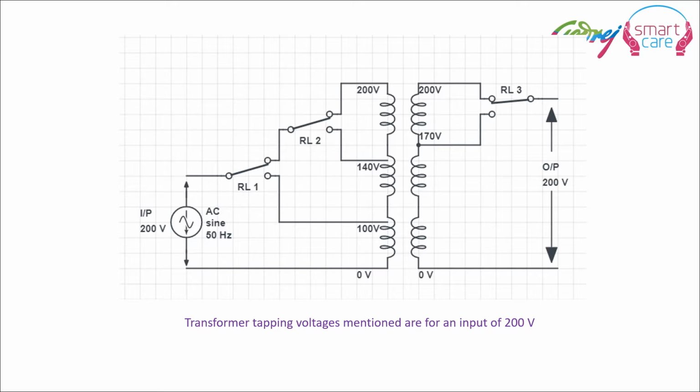This is a simple stabilizer circuit. To the left you can see the input voltage and to the right you can see the output voltage. And in between there are shown a lot of transformer windings, and each transformer winding can be switched on and off with the help of multiple relays. So this is the basic and simple circuit of a stabilizer.